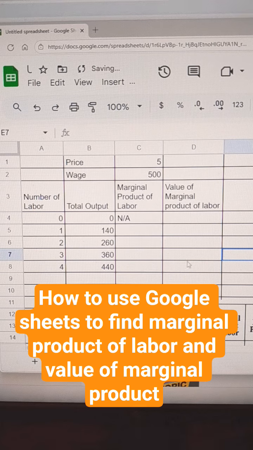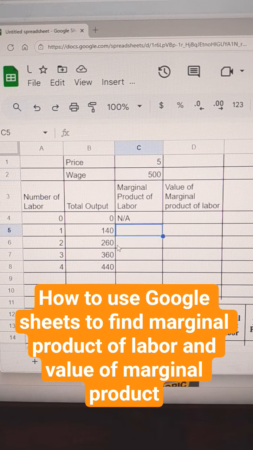In order to know the value of the marginal product of labor, we need to know what the price of the product is. We're told that it's 5. So put that in your spreadsheet and put a 5 there. The wage is 500, so we need that to see how many workers we're actually going to hire.